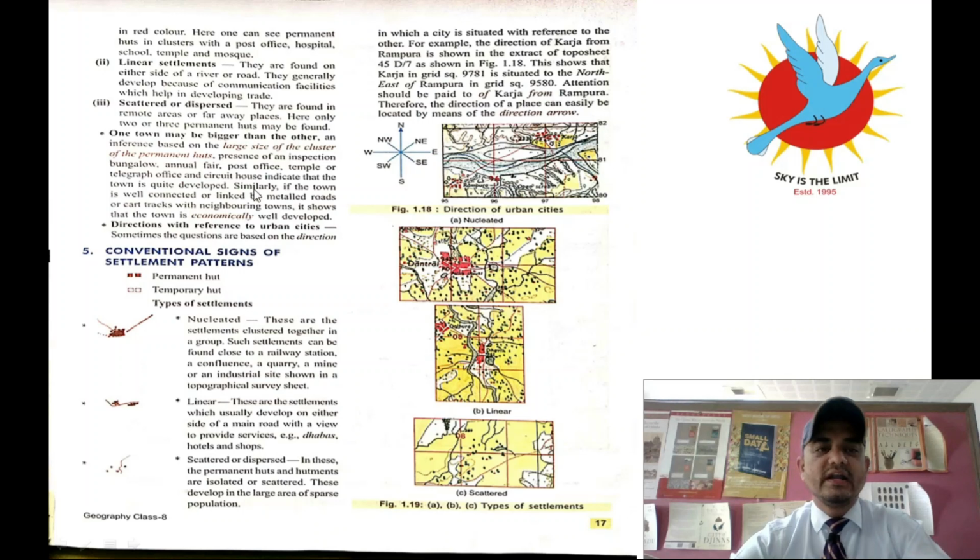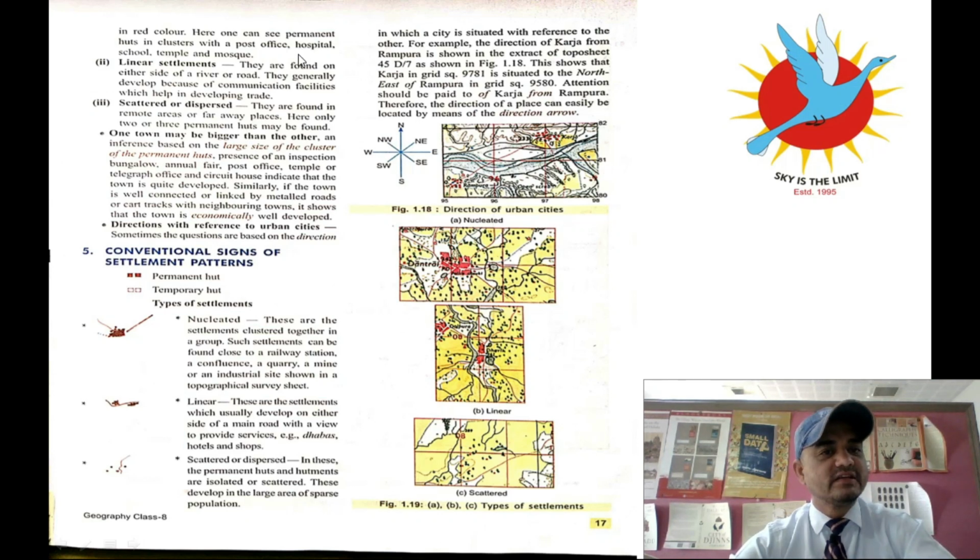Now in a nucleated settlement, first of all they are shown by the red color. They are permanent, they are in clusters, they might have the post office, hospital, school, temple and mosque. It means these important features. If a nucleated settlement is there, it means that area is covering almost many important features regarding that area. Now that area will be more developed in comparison to the other area.